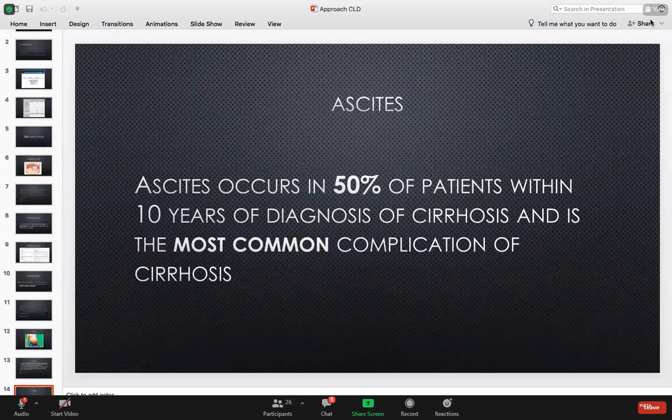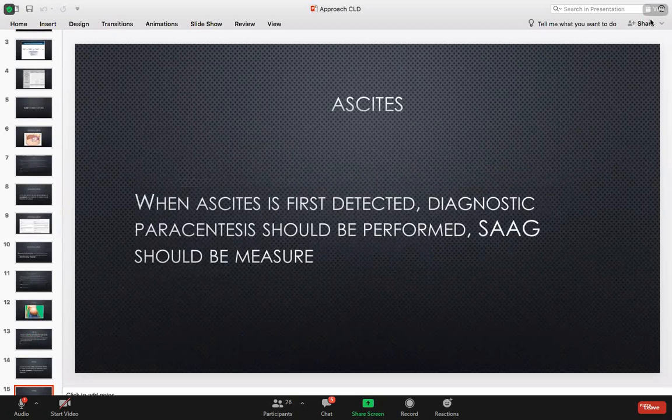Okay, so ascites can occur in up to 50% of patients within 10 years of the diagnosis of cirrhosis, so it's quite common. In every 2 cirrhotic patients, at least one will develop ascites in 10 years, and it's one of the most common complications of liver cirrhosis. When ascites is first detected, diagnostic paracentesis should be performed and the SAAG should be measured.